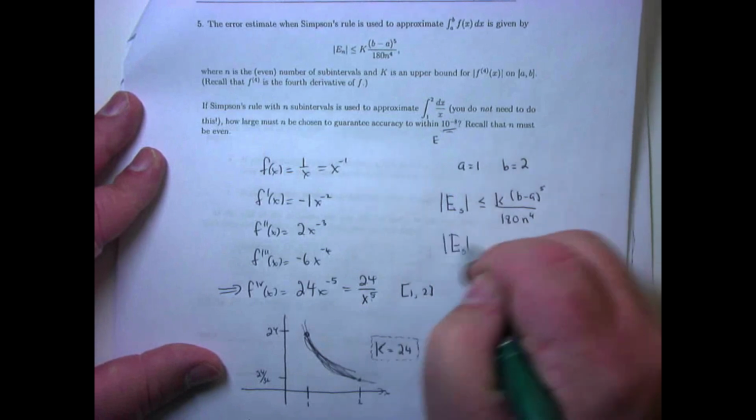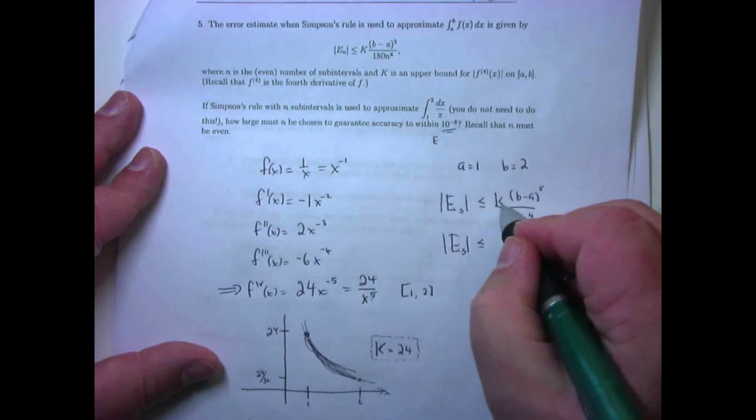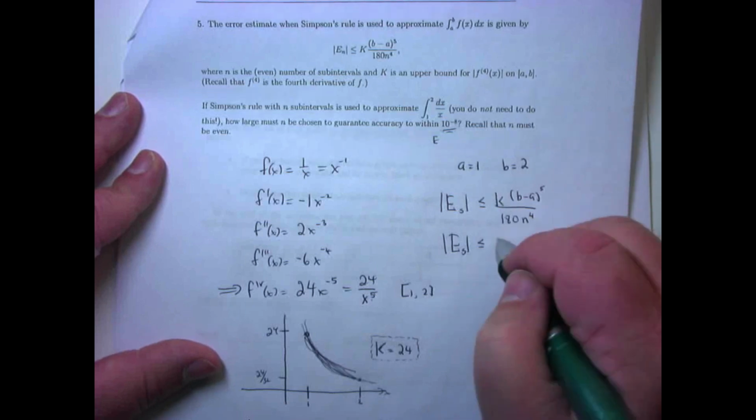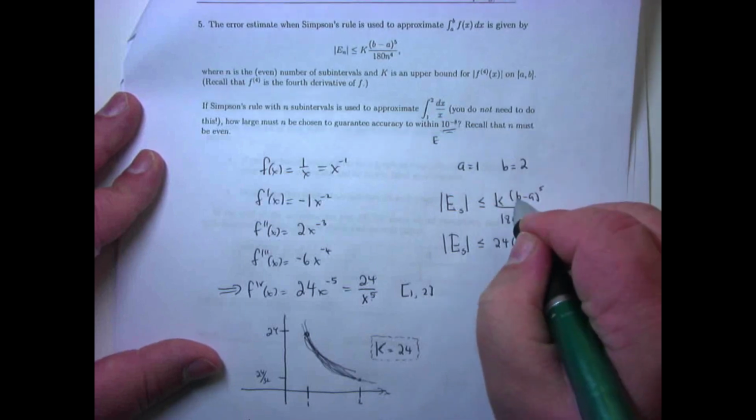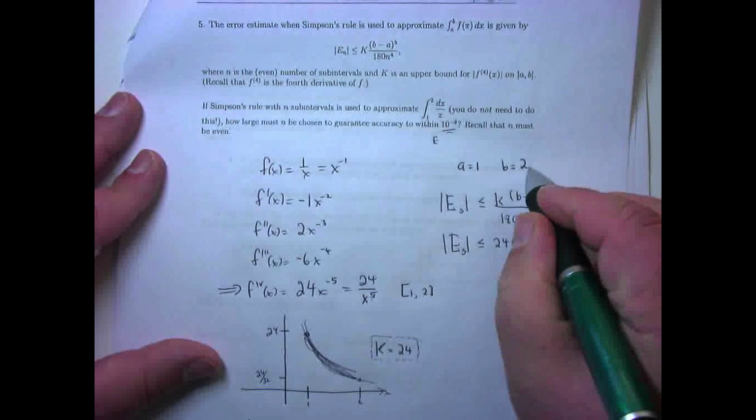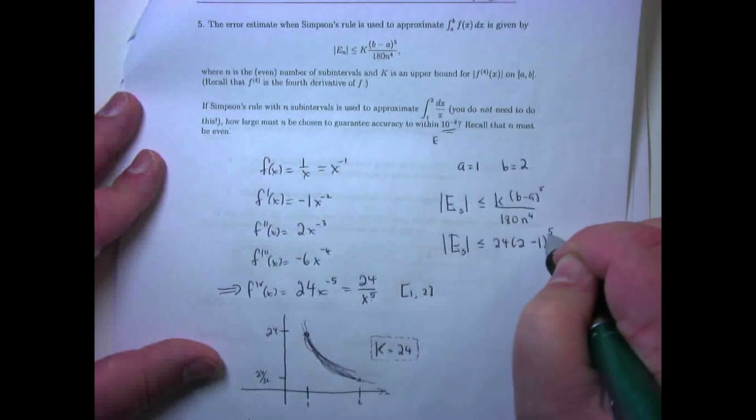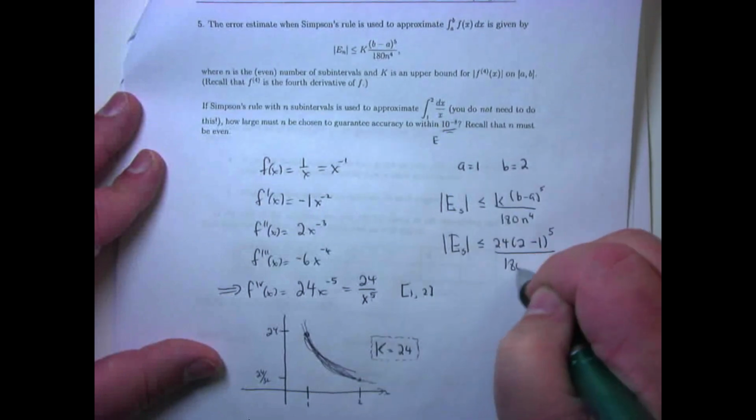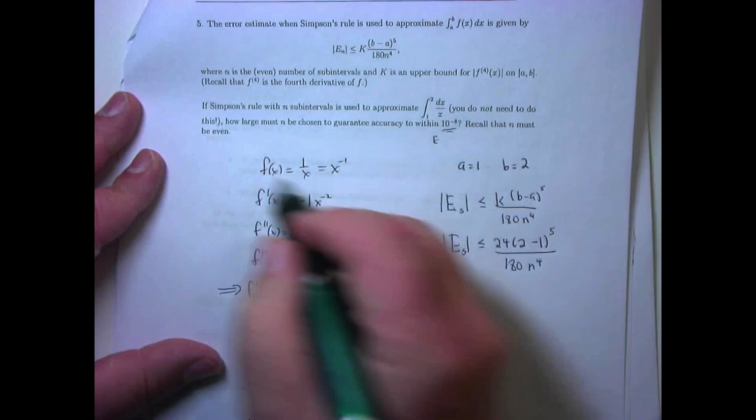This error for Simpson's rule is less than or equal to K. What is your K value again? 24. What is your B value? 2. Minus what is your A value? 1. Raised to the 5th, divided by 180 n to the 4th.